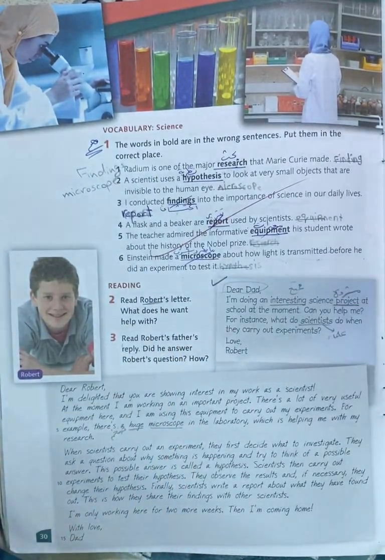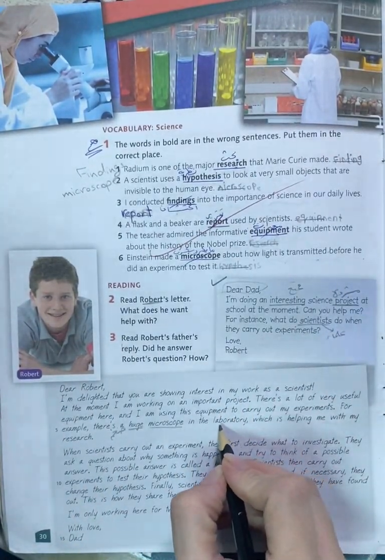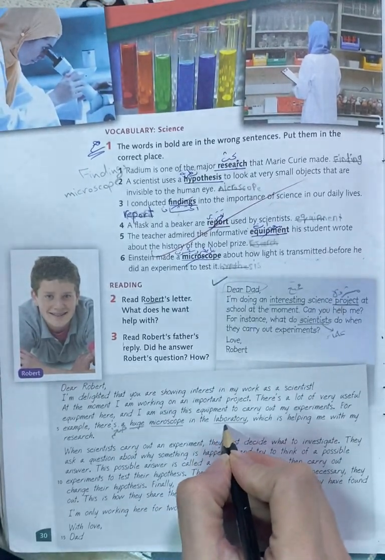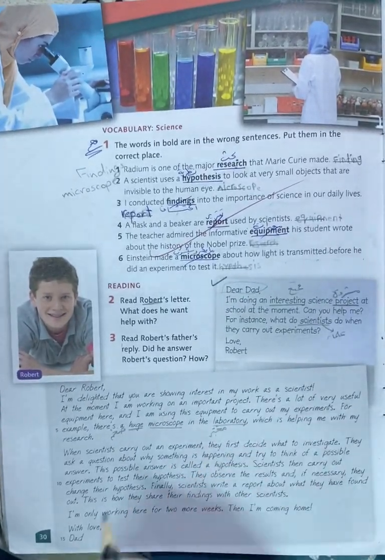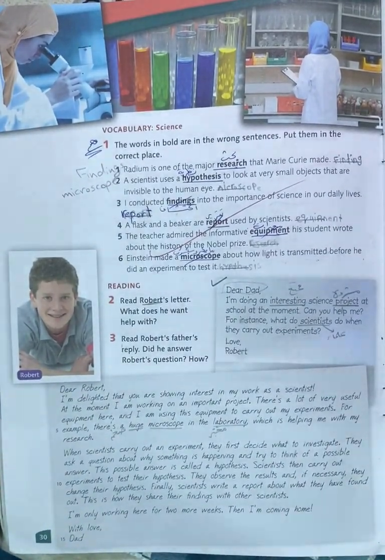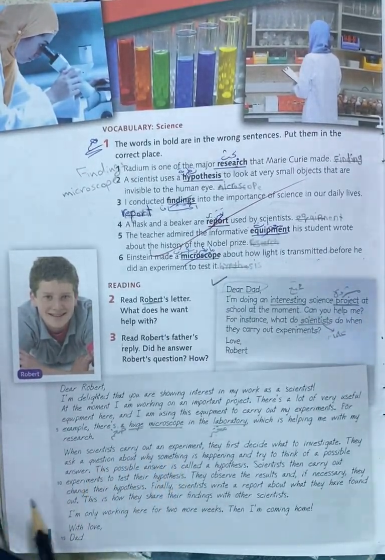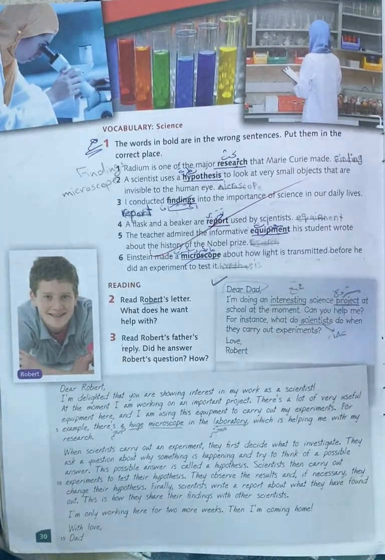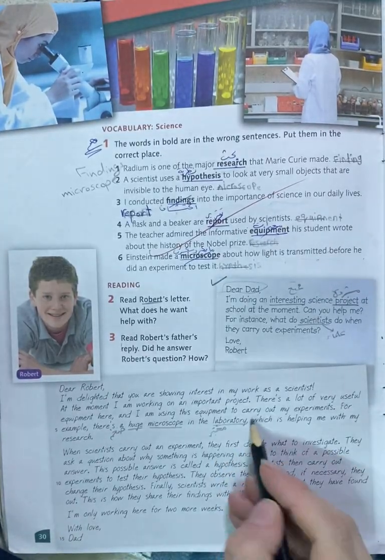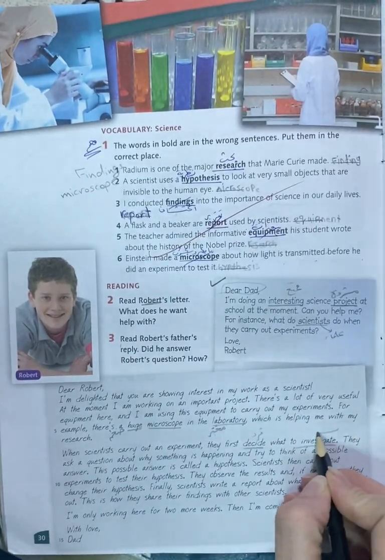Okay, so his dad has got a huge microscope in the laboratory, which means مختبر, which is helping me with my research, اللي بيساعده في بحثه. When scientists carry out an experiment, لما العلماء بيعملوا تجاربهم عشان يثبتوا نظرية, they first decide what to investigate, إيش بدهم يستكشفوا.